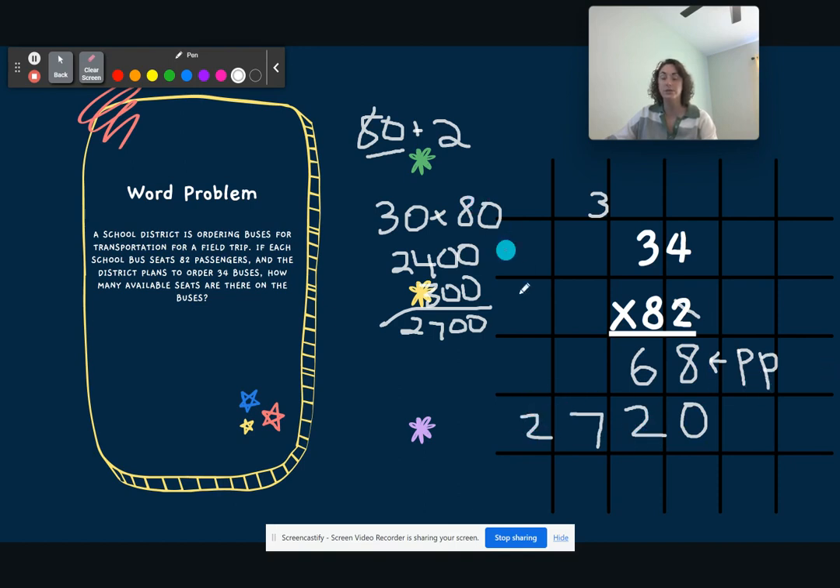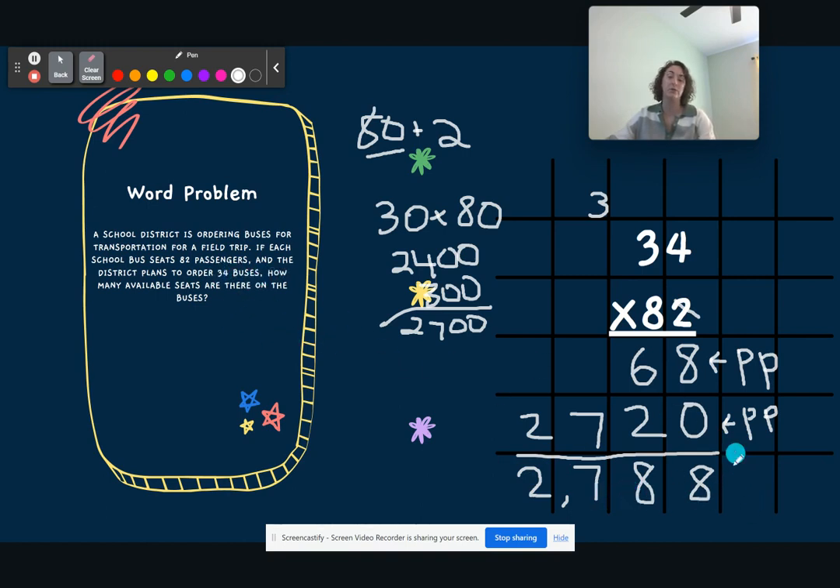So 22,720 is our second partial product. The final step here, of course, is to add these two partial products together, which we can do easily. 8 plus 0 is 8. 6 plus 2 is 8. 7 plus 0 and 2 plus 0. We can drop those two numbers down, so our final product is 2,788 passengers can fit on 34 buses.